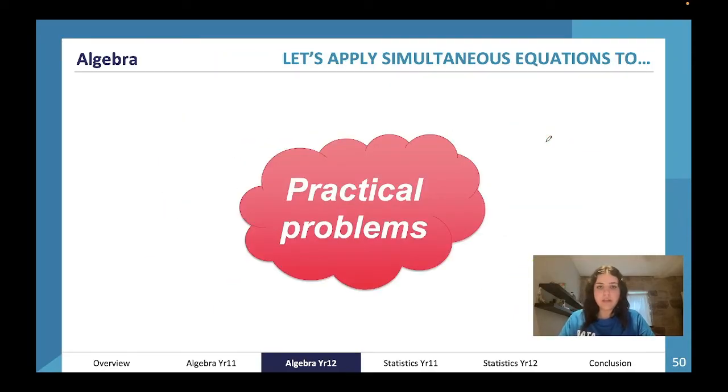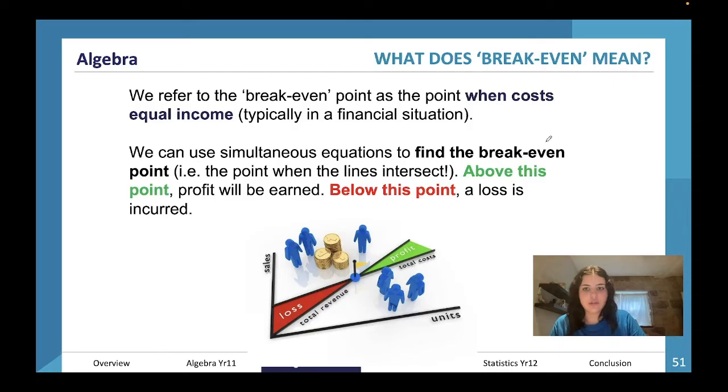Okay, let's have a look at some practical problems that we can apply simultaneous equations to. So what does break even mean? When we look at these practical problems, all these lines and graphs, what do they even mean?